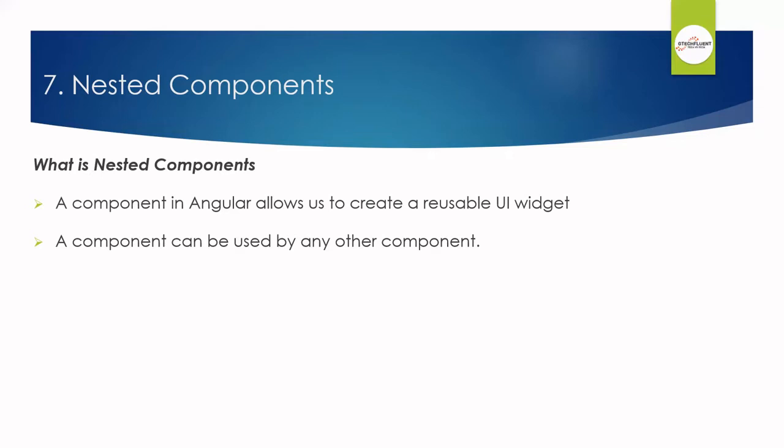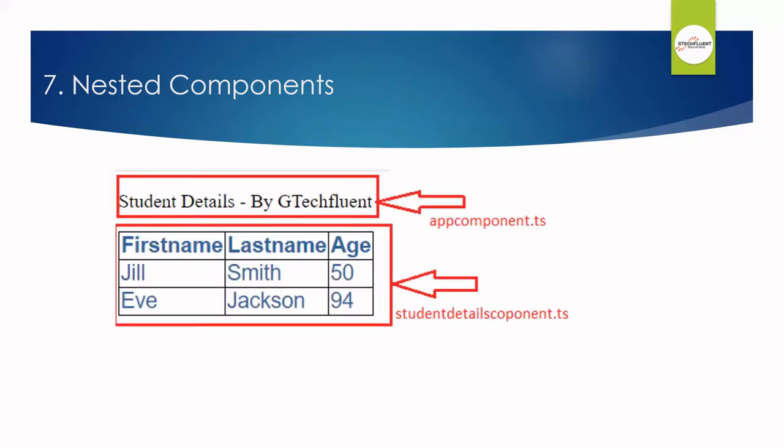Now let's take an example to understand the nested component in detail. Assume that we have a component called student detail component, and we want to use it inside the root component, or the app component. In the snapshot shown on the screen, the title is from the app component and the list, which is the student list, is from the student detail component. These are the two components we require for our application.